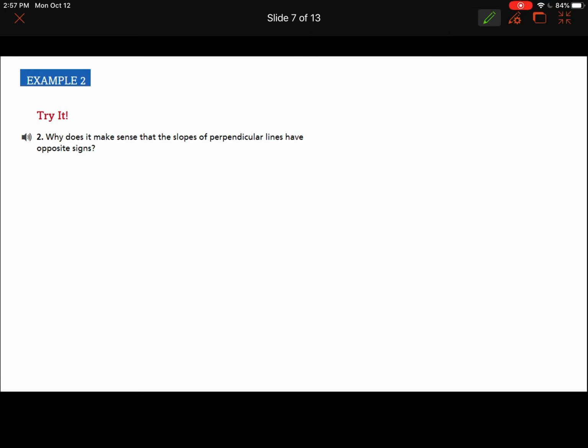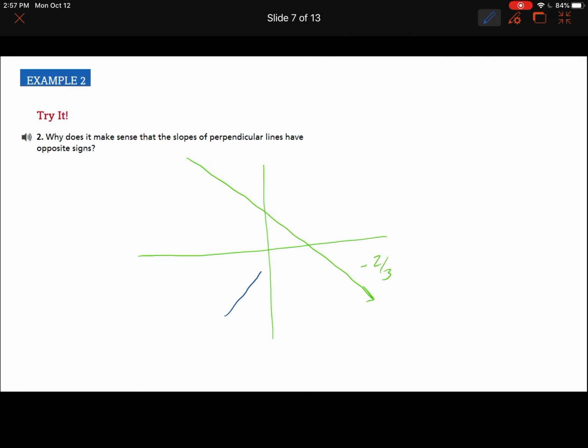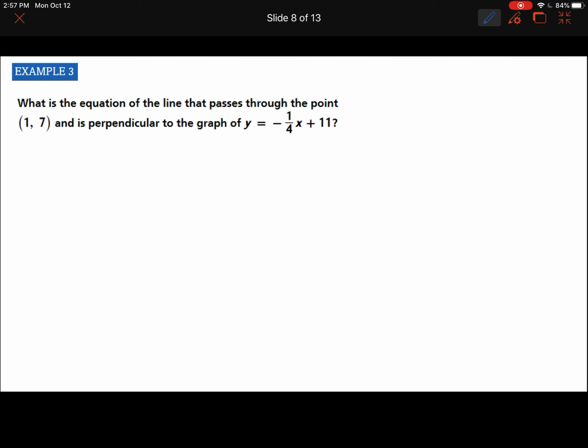And that would be true if we went the other way, right? If we started with our negative slope, let's say it's negative 2/3, it only makes sense that my perpendicular line, there's my right angle, is going to have a positive slope. And in this case, positive 3/2 would be my slope. All right, so what do we do with that?